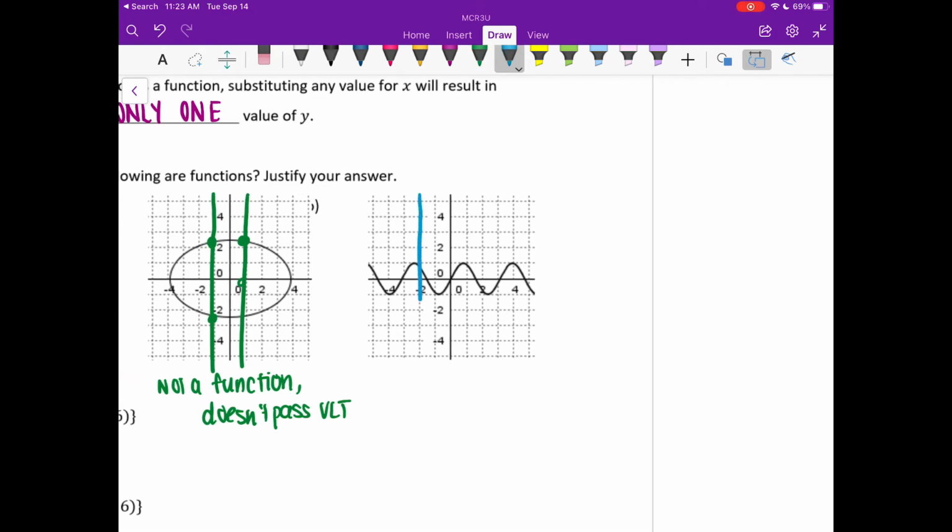Then let's move on to the squiggly line. And while it looks like it might not be a function, if we actually do the work and we draw the vertical line, it does. This is actually a sinusoidal function. We'll be learning about it in a unit like trigonometry. And yeah, it passes the VLT.